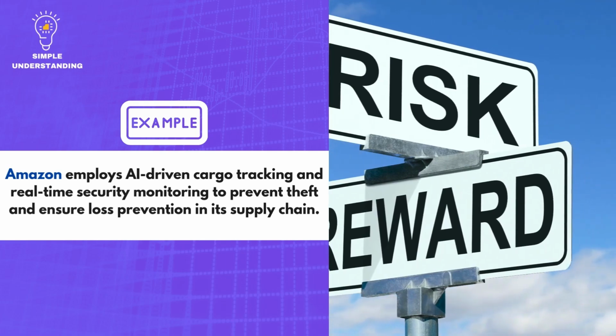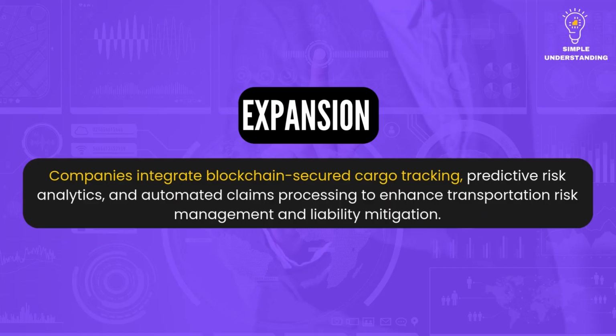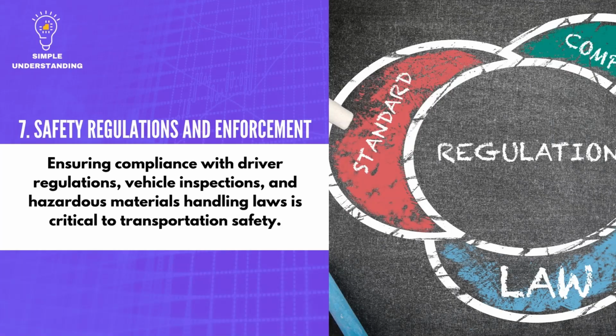its supply chain. Expansion. Companies integrate blockchain-secured cargo tracking, predictive risk analytics, and automated claims processing to enhance transportation risk management and liability mitigation. 7. Safety regulations and enforcement. Explanation.